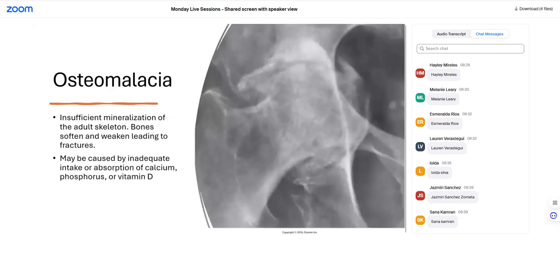Osteomalacia. This is insufficient mineralization for the adult skeleton. The bones are going to soften and weaken and then therefore lead to fractures. May be caused by inadequate calcium or vitamin D.